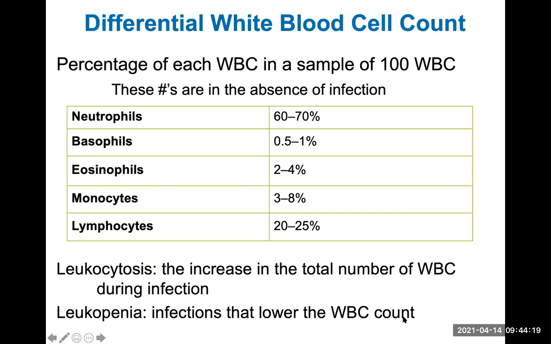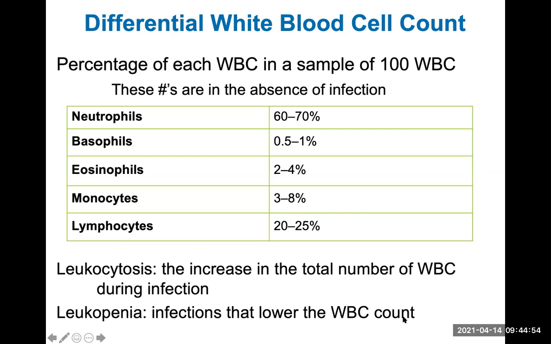Okay, so here's the differential white blood cell count. In a normal healthy individual, 60 to 70% of all of their white blood cells will be neutrophils. Only half to 1% of all of their white blood cells will be basophils. 2 to 4% of white blood cells will be eosinophils. 3 to 8% will be monocytes. And 20 to 25% of all white blood cells will be lymphocytes. Remember, lymphocytes include T and B cells.